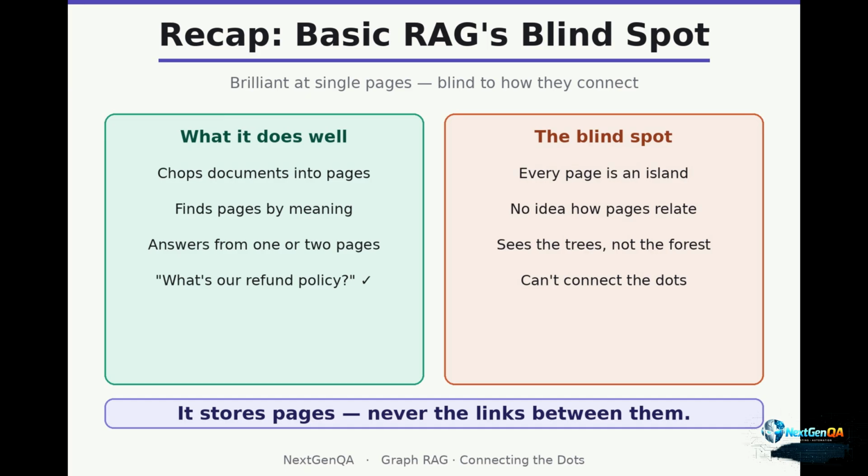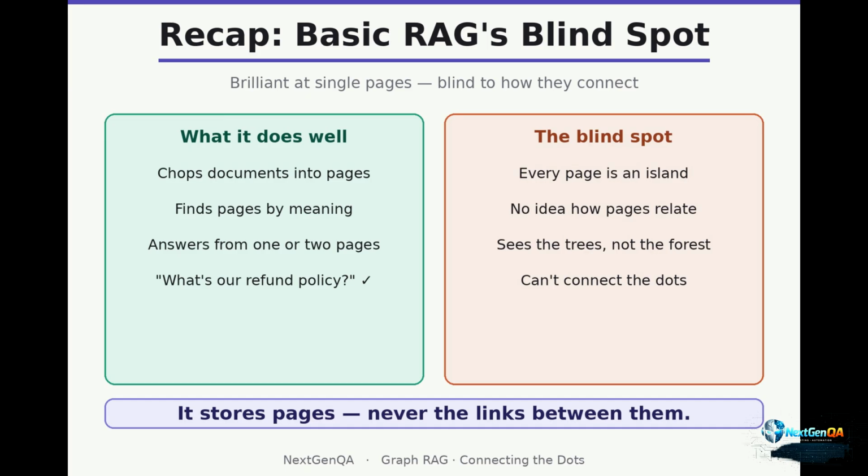This works beautifully when the answer lives neatly on one or two pages. What is our refund policy? One page. Done. But here is the blind spot. In Basic RAG, every page is an island. The system grabs pages that individually look similar to your question, but it has no idea how those pages relate to each other. It sees the trees, never the forest.